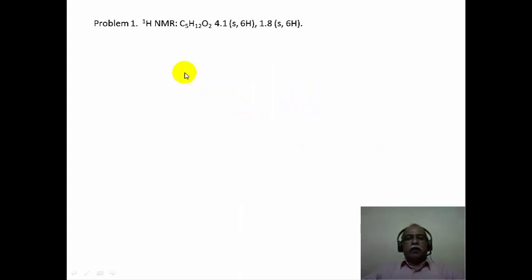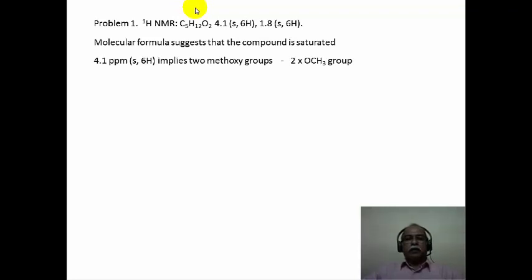The proton NMR data is given for a very simple molecule with a molecular formula C5H12O2. The molecular formula gives very important information regarding the degree of unsaturation or the number of double bonds present in the molecule. Now this particular molecular formula suggests that it is a saturated compound with the double bond equivalence of 0. The proton NMR data is given.